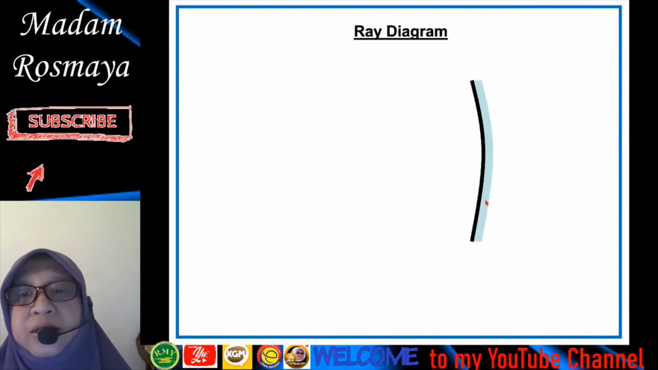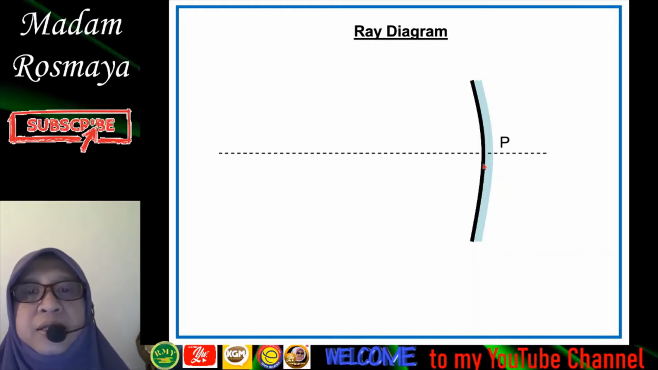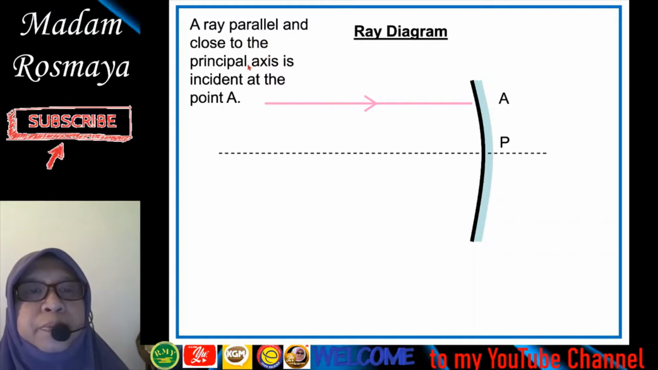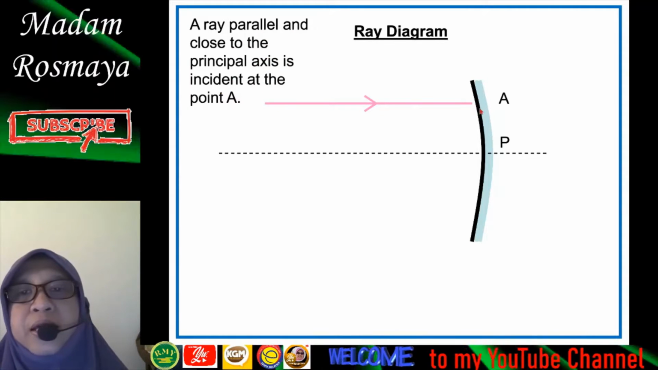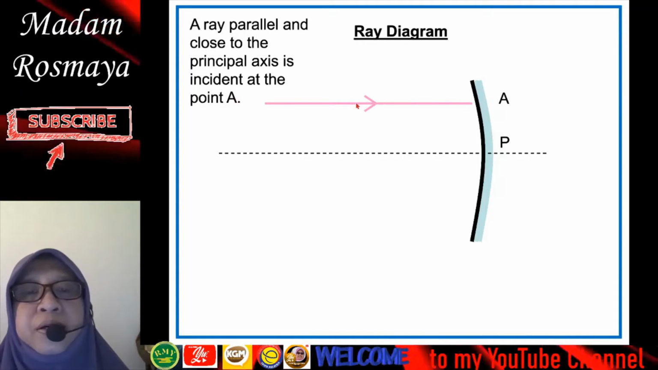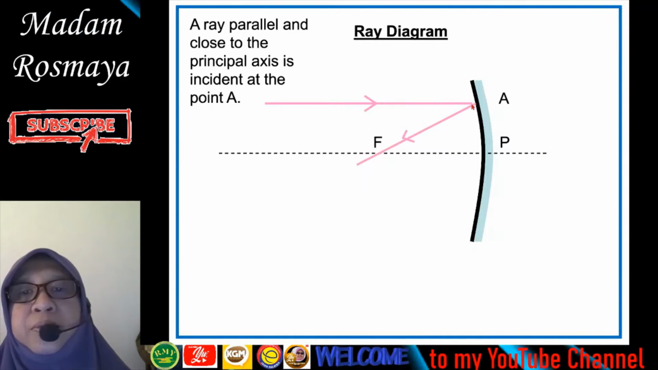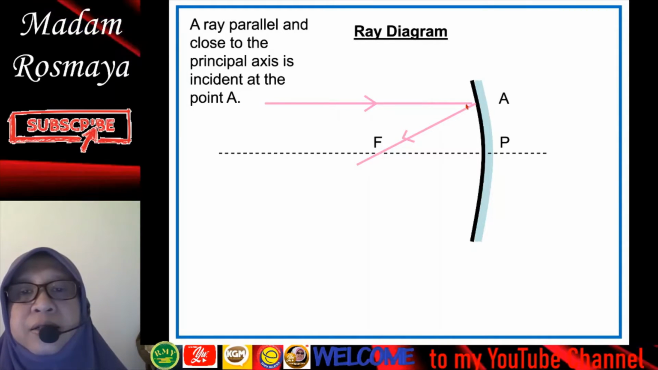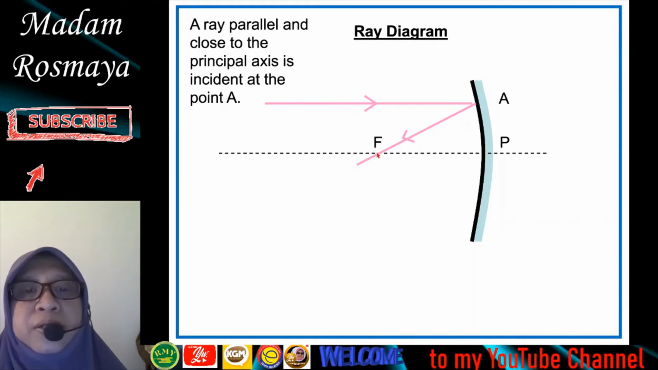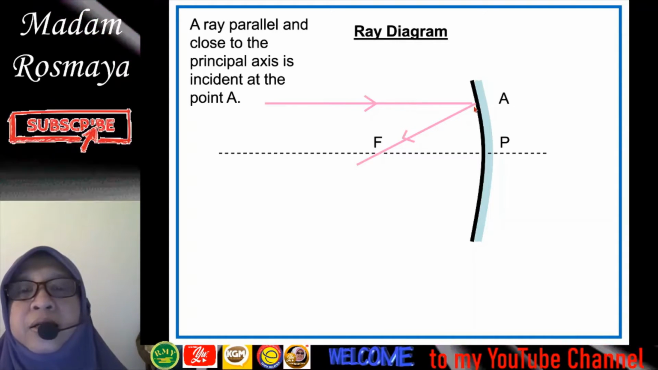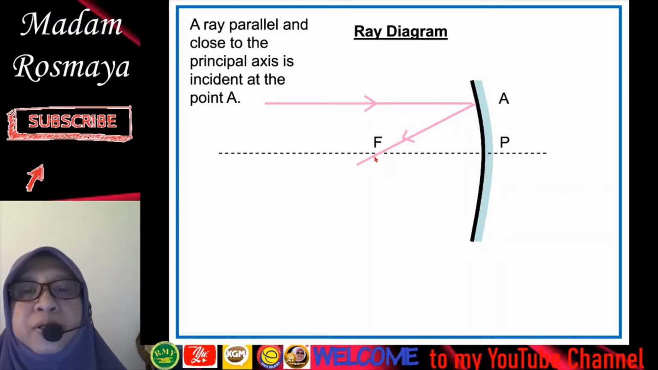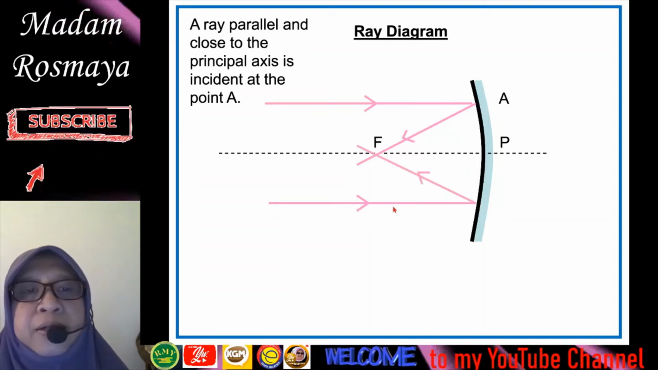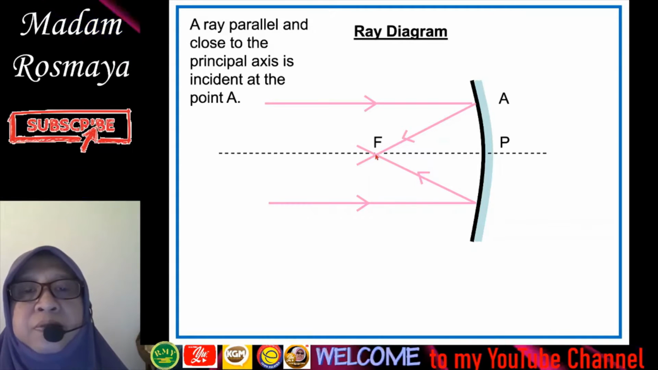So let's say this is the curved mirror, a concave mirror, and this is the principal axis. A ray parallel and close to the principal axis is incident at the point A, the pink ray here. When it is incident at the mirror surface, it is reflected towards the focal point. For the parallel ray, the ray is reflected to the focal point. Another ray drawn below, also a parallel ray, is reflected towards the focal point.